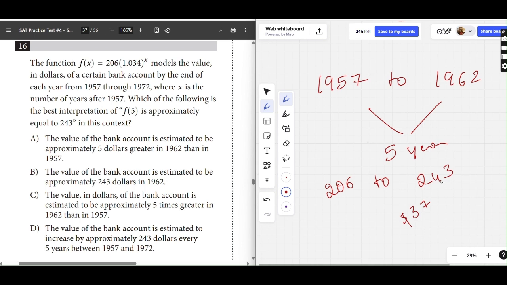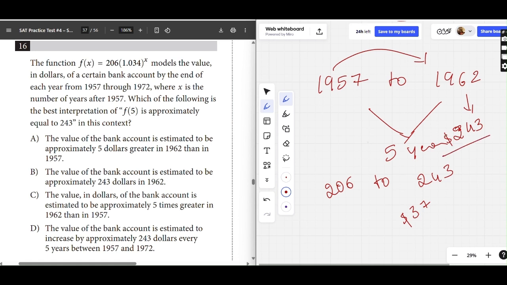$37 of increment that has happened. Therefore, the first option is not the correct answer. Option B: the value of the bank account is estimated to be approximately $243 in 1962. Yes, this is correct. After 5 years we are witnessing 243 dollars. Therefore, option B is considerable.